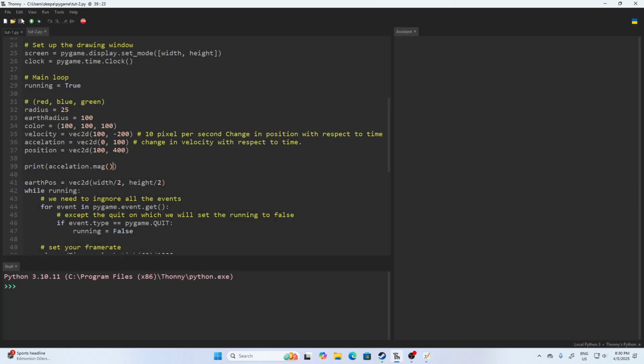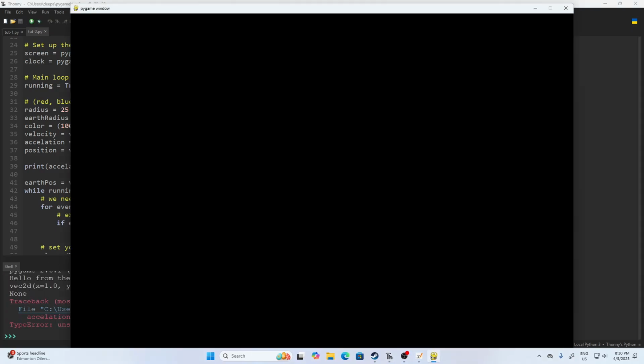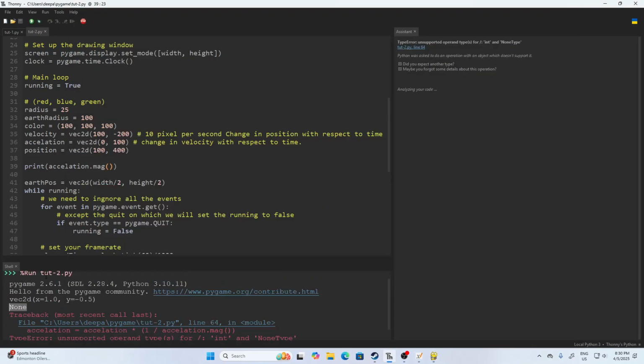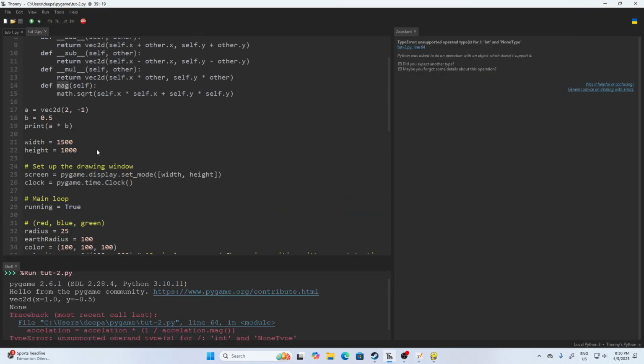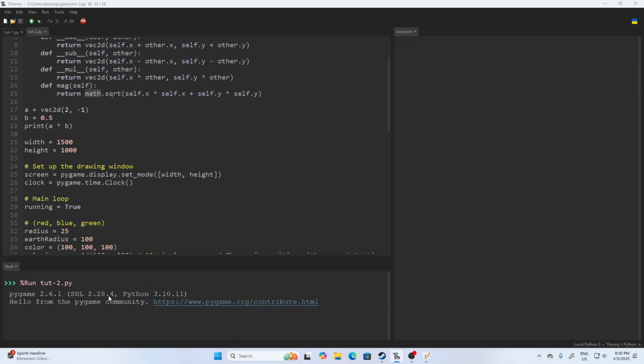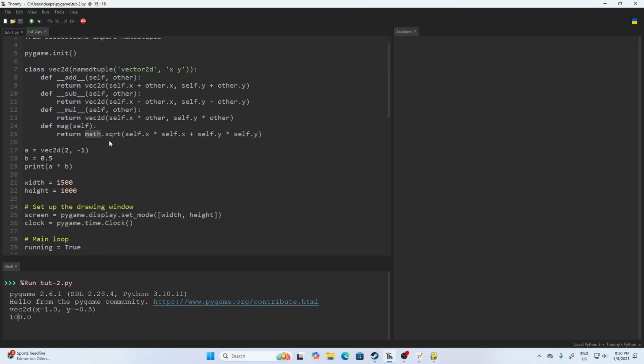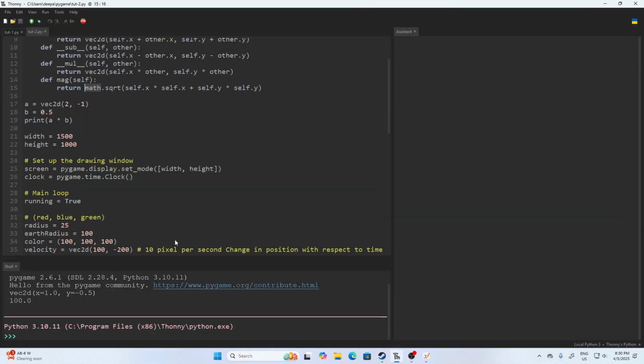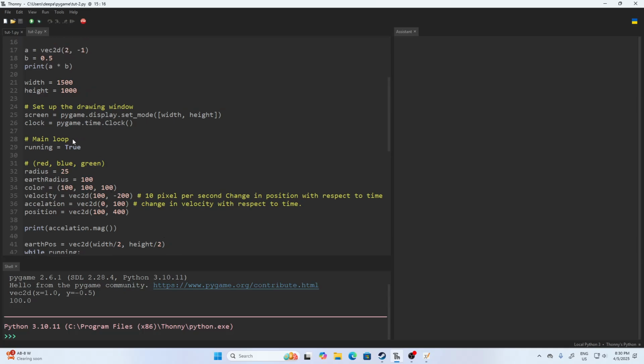I don't know what happened. Oh, it's saying none. So the reason is that we did not return it. Darn, that is the reason why it was not working. Now, if we do the magnitude, it will give us 100. So the magnitude of this is 100. So this is correct. Okay. Now we don't need to print it.